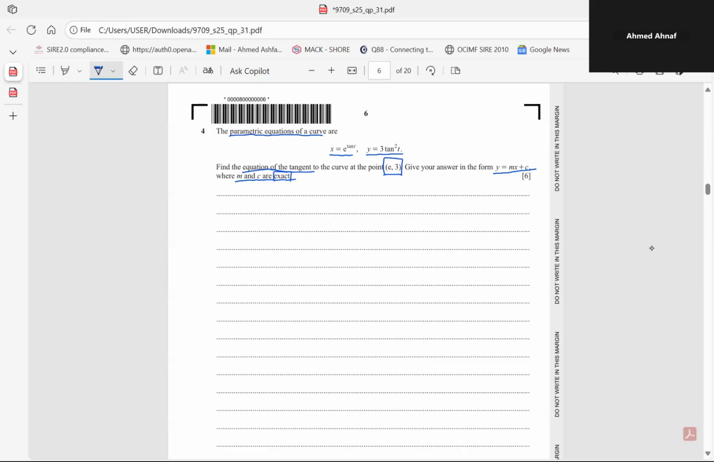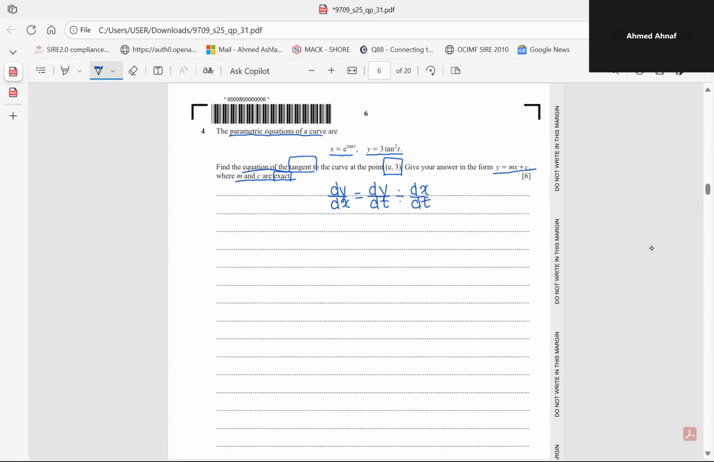Okay, so first of all, in order to find the equation of the tangent at this point, we're supposed to find the gradient at this point. And in order to find the gradient, we have to find dy/dx. But we are not given the equation of y in terms of x. We're given it in terms of a parameter t. So we're going to have to use this formula according to the chain rule, dy/dt divided by dx/dt.